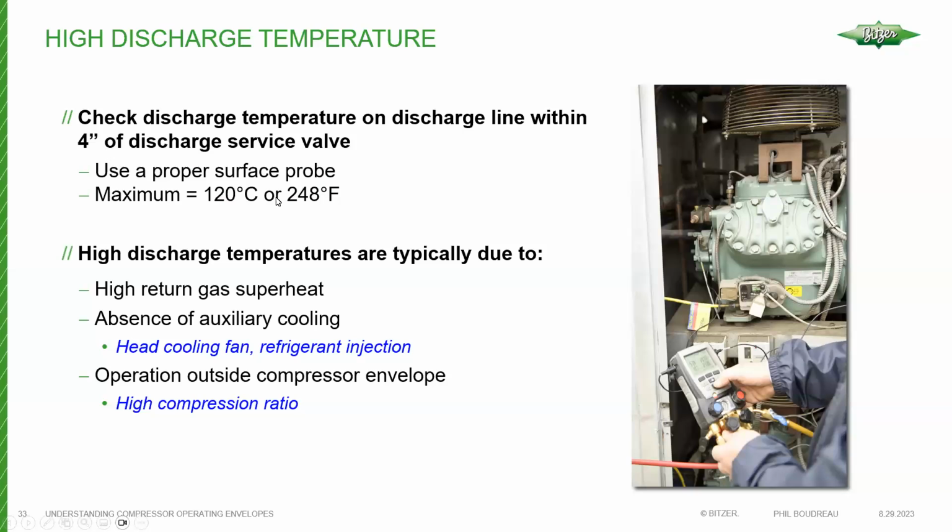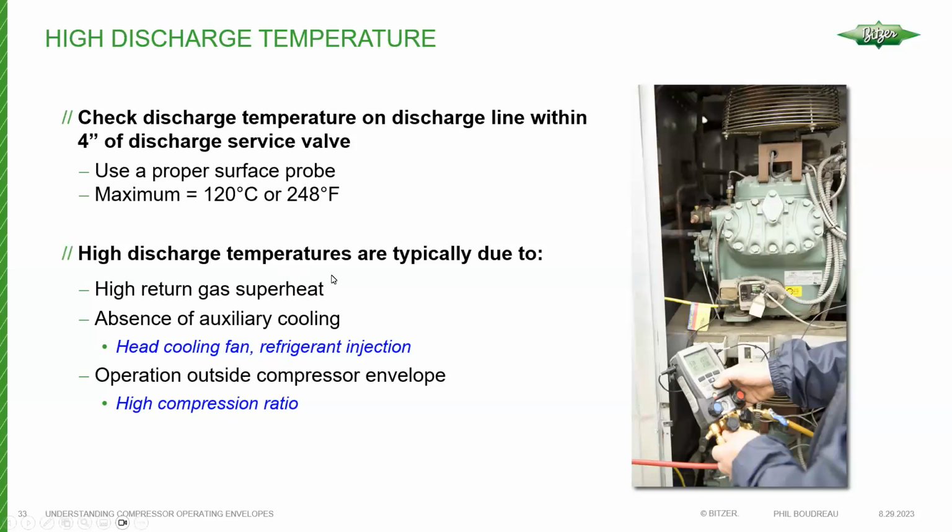And you would check by locating the discharge line, and you would put your sensor 3 to 4 inches or so at the most from the discharge service valve. So the idea is to get as close to the compressor as we can and get a good temperature reading.